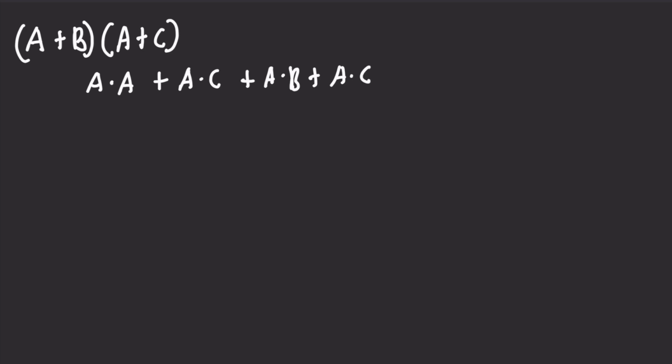Oh, oops, this is supposed to be a b times c. All right, so we can see that this a times a is just a, and if we move everything else down, we'll have ac plus ab plus bc. Okay, so obviously I got rid of the multiplication signs and just put the two together. Obviously they are the same thing.